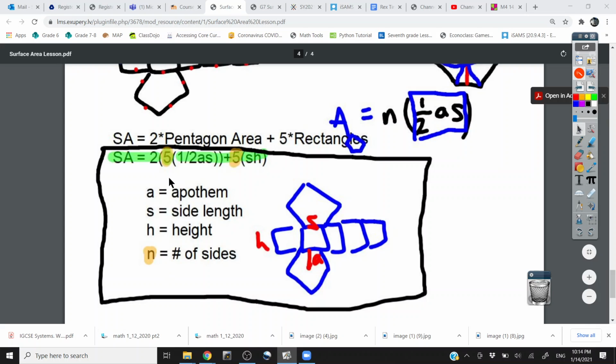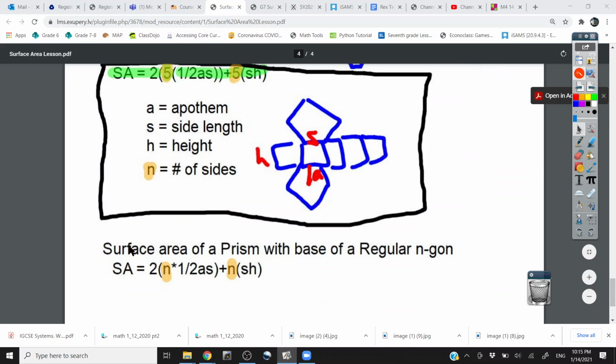The last thing I'd note is that we can remove the fact that this is a pentagonal prism and talk about prisms in general, as long as we realize this 5 and this 5 came from the fact that pentagons have 5 sides. So n is the number of sides. We can take this surface area formula and we can generalize it further. The surface area of a prism with a base of a regular n-gon. So n-sided polygon is what an n-gon means. So we have n sides on this polygon, in this case 5, because it's a pentagonal prism.